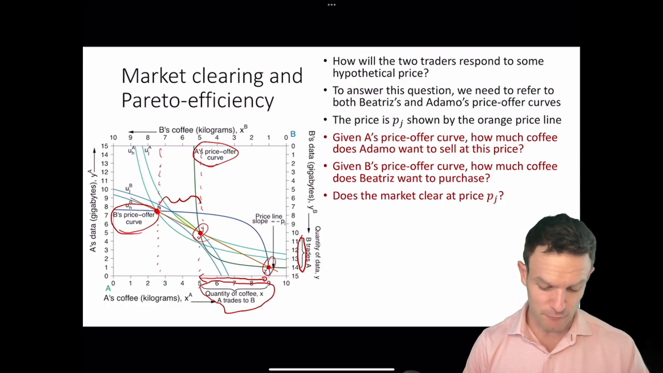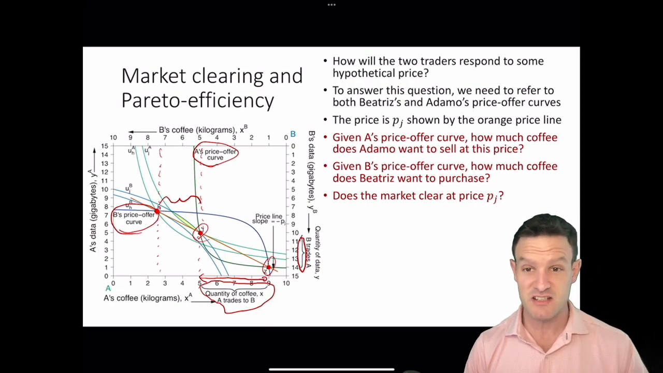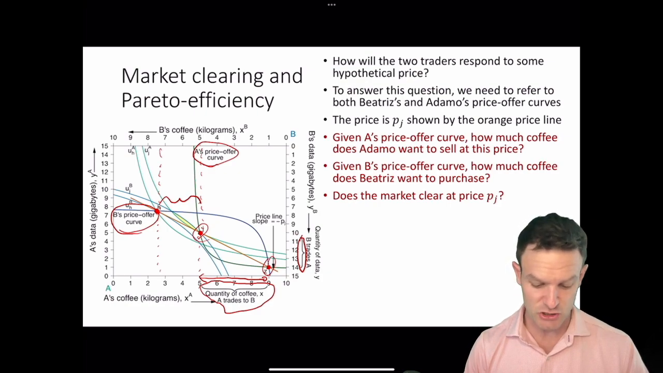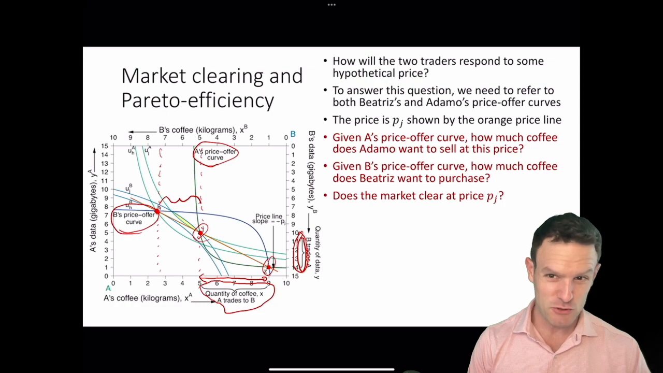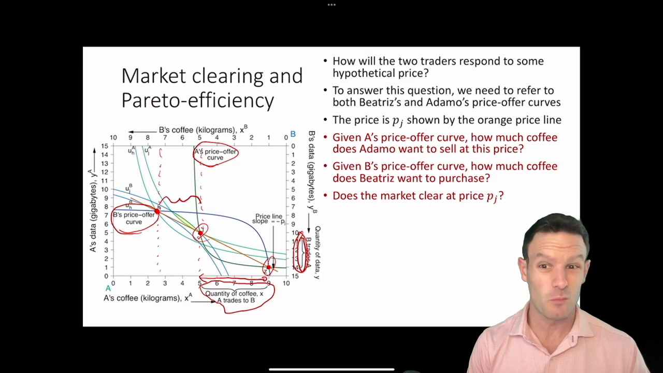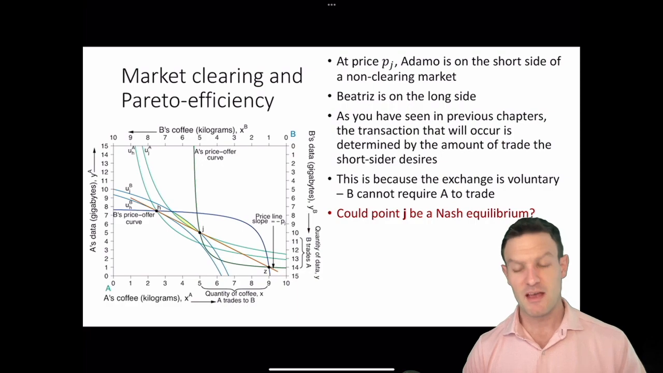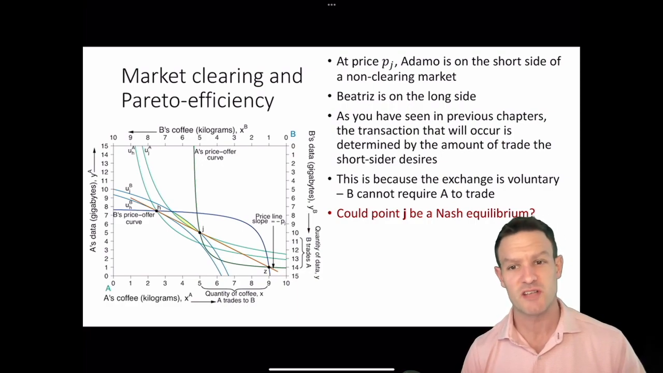If we're looking at the vertical axis as well, we can see that for the original trade, in terms of how much of the quantity of Y Adamo wants, Adamo only wants this small amount shown by the vertical distance here. Whereas at that price, what can we see? How much would Beatrice in fact want to sell? Beatrice would in fact like to sell more in exchange for more X. So, what does this tell us? At the price PJ, Adamo is on the short side of a non-clearing market. Beatrice is on the long side.